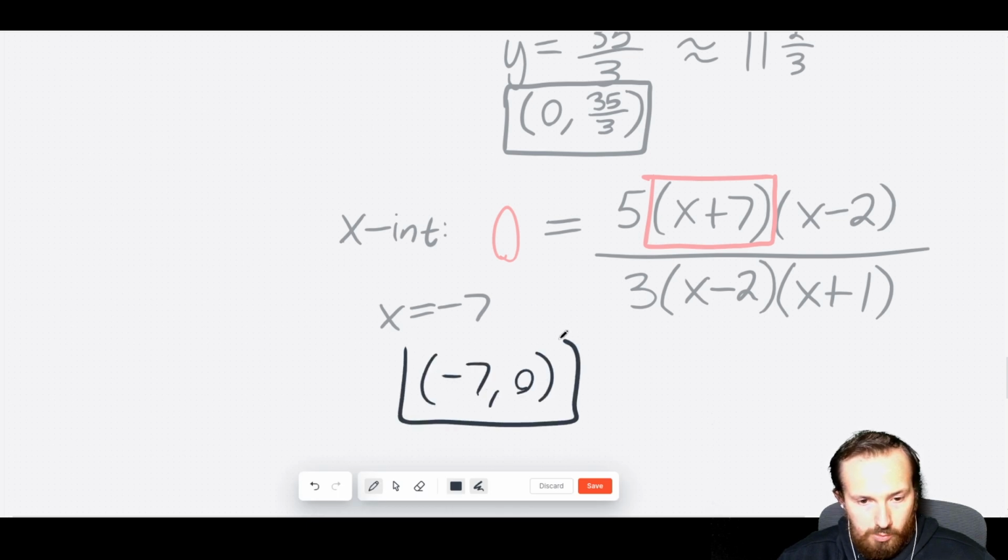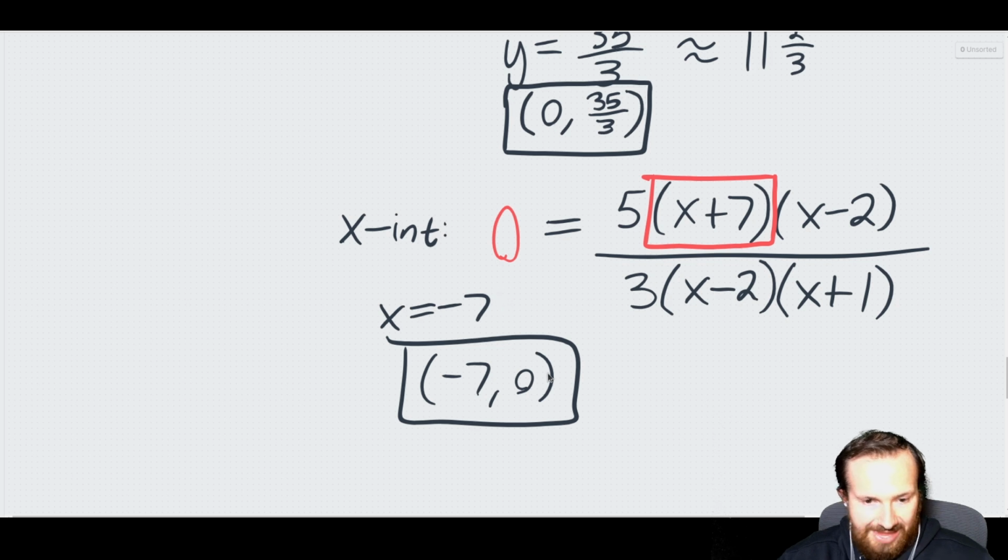And just like with y-intercepts, the x-coordinate is always 0, with x-intercepts, the y-coordinate is always 0. So -7, 0, we expect to be an x-intercept.